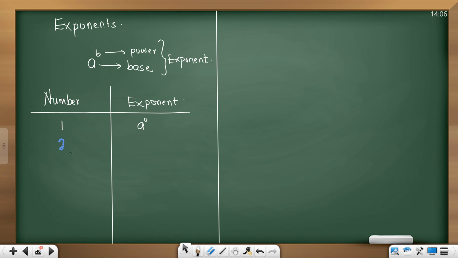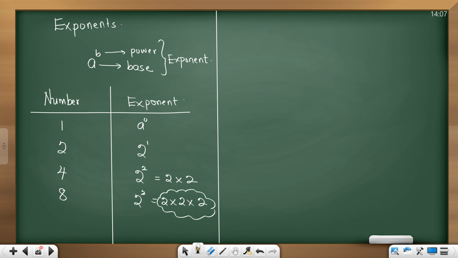Now, can I write 2 as an exponent? Yes, 2 to the power of 1, which means just 2 by itself. Now let's look at something. Can I write 4 as an exponent? It is 2 to the power of 2, which is saying 2 times 2, right? If I have 8, can I write it as an exponent? Yes. I need to multiply 2 how many times? 3 times. Take note of that. So the number of times here is what goes on top here. How many times am I multiplying 2?